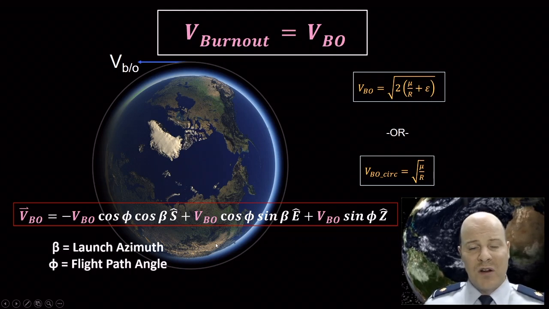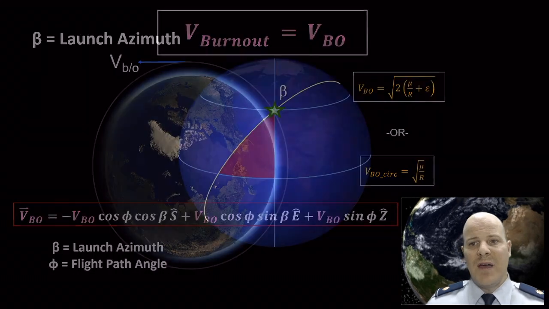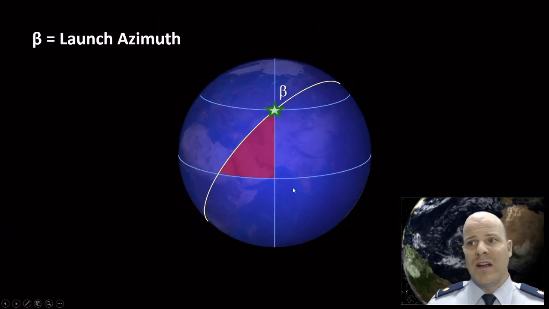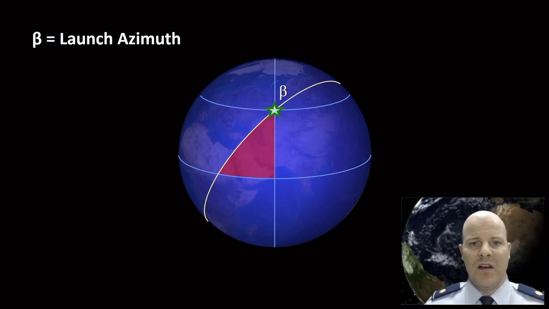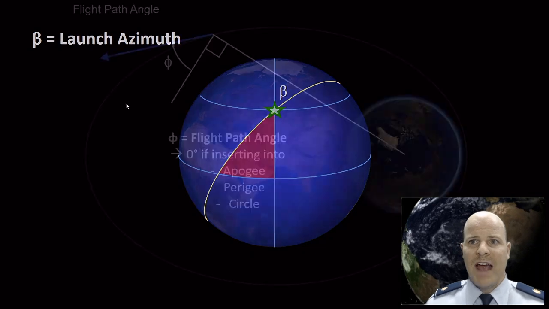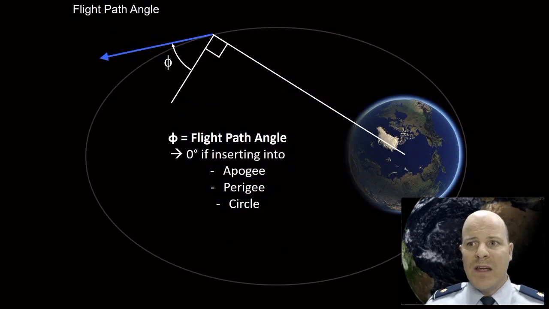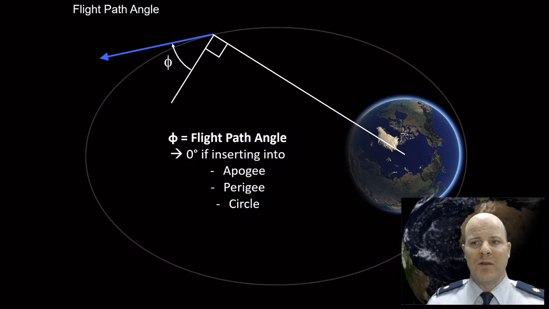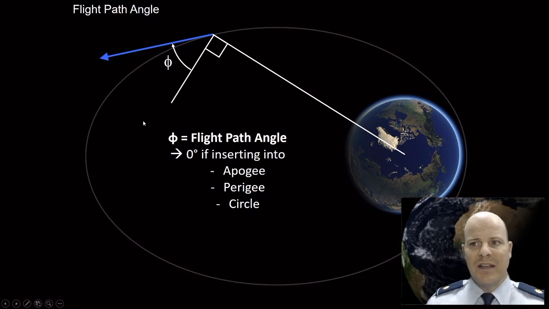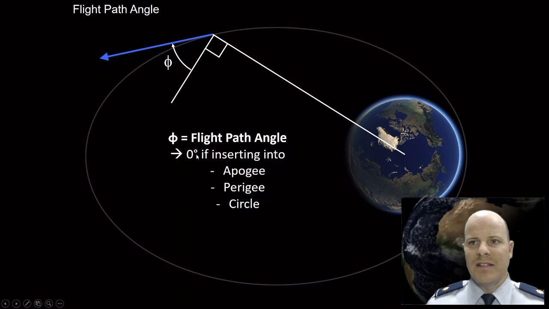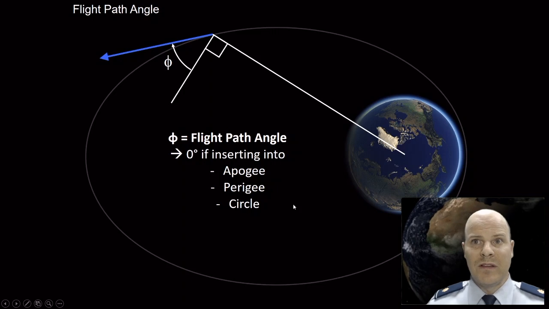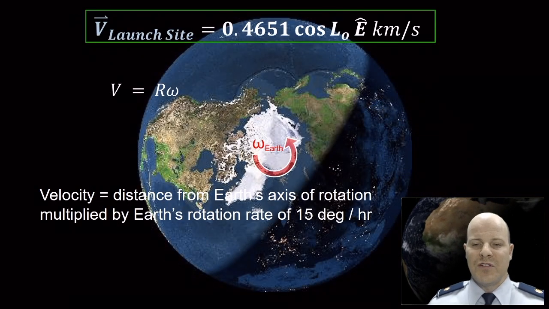Well, our beta is our launch azimuth, and our phi is our flight path angle. So the launch azimuth, as you might remember, is simply this angle here that we calculated from the launch windows lesson. So that would be your launch azimuth. So that's the direction we're going to be launching. And our flight path angle is actually something that we will either give you or you might be able to calculate it if you know that you're inserting into apogee, perigee, or circle, because if that's the case, your flight path angle is actually 0. So your flight path angle would be 0 in these three cases, and that will be a really useful tip for you as you go forward trying to calculate these things.